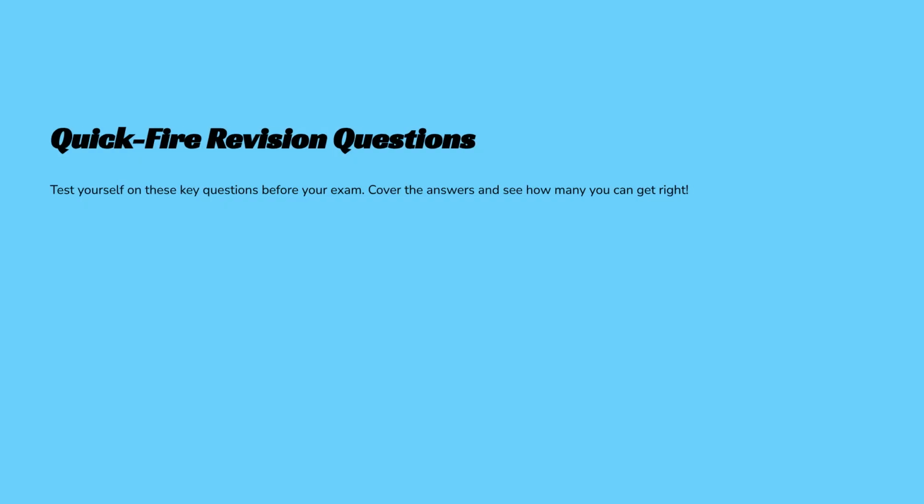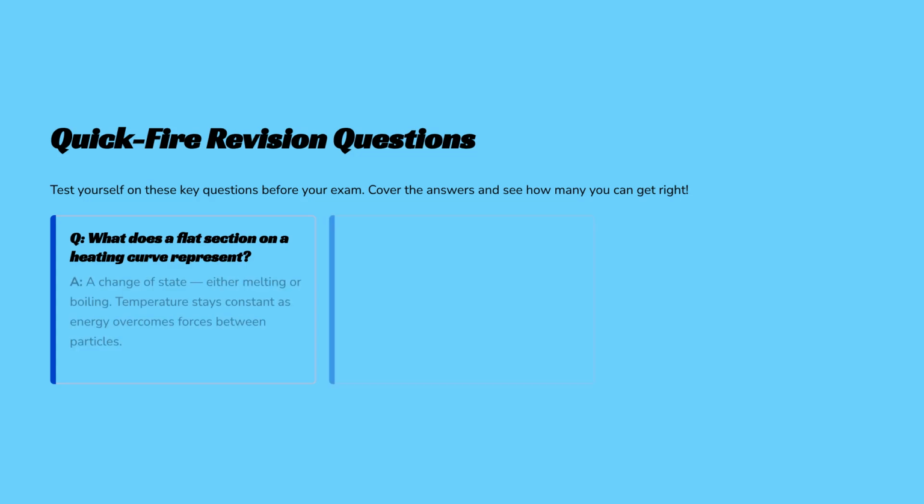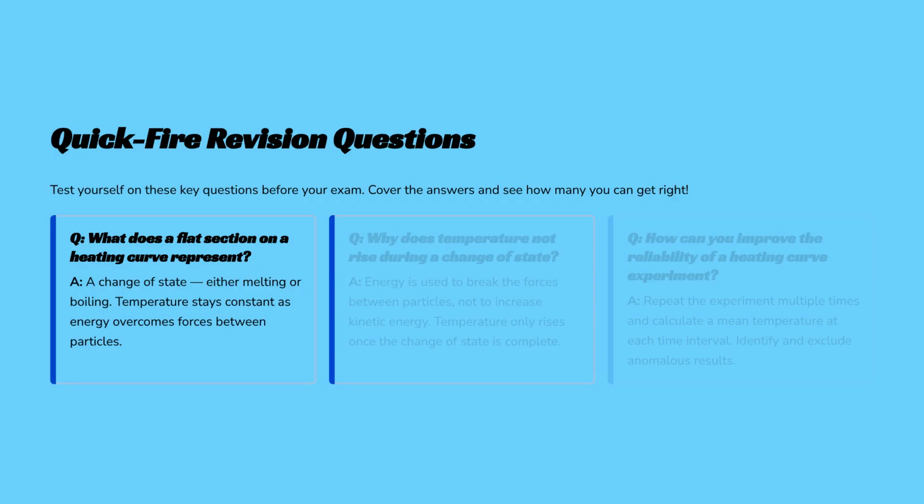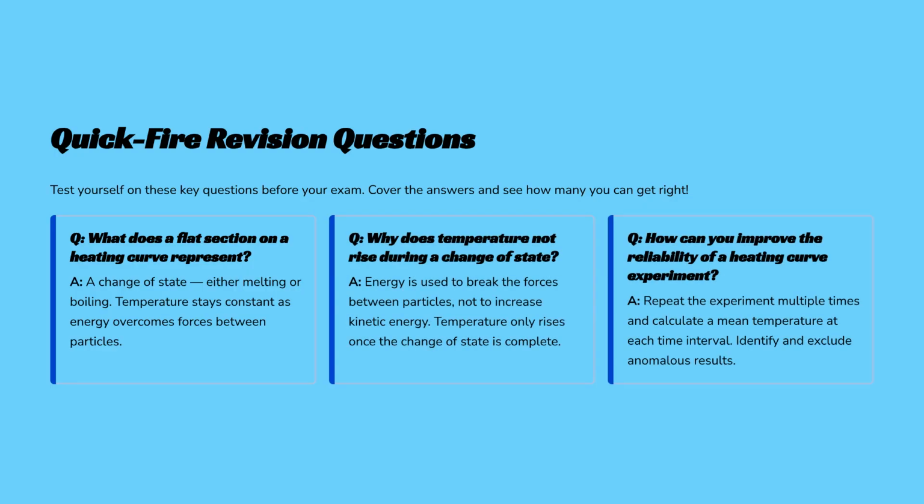Let's test your knowledge. What does a flat section represent? A change of state. Why does temperature stay constant? Energy is overcoming particle forces. How do you improve reliability? By repeating experiments and calculating a mean.